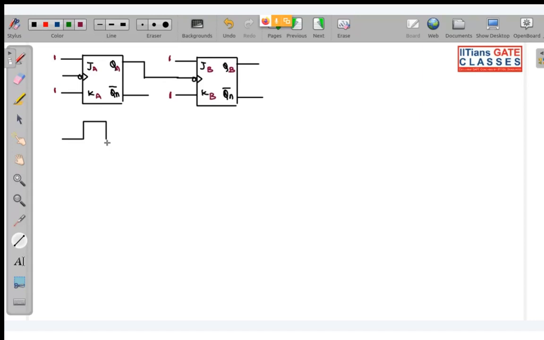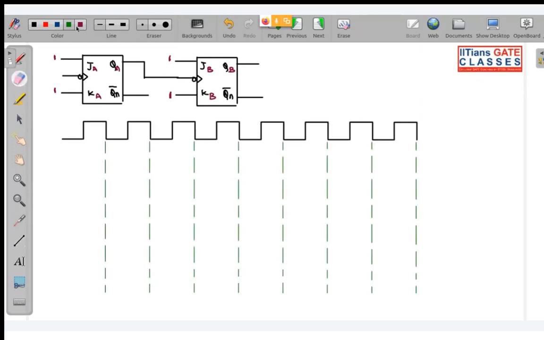Okay, so these are my clock pulses. If you have not noted, you can note down later. First, look over here. These are all negative edge triggered, so these are my negative edges of the clock pulses. You can see. So this is my clock. I will give you time to note.